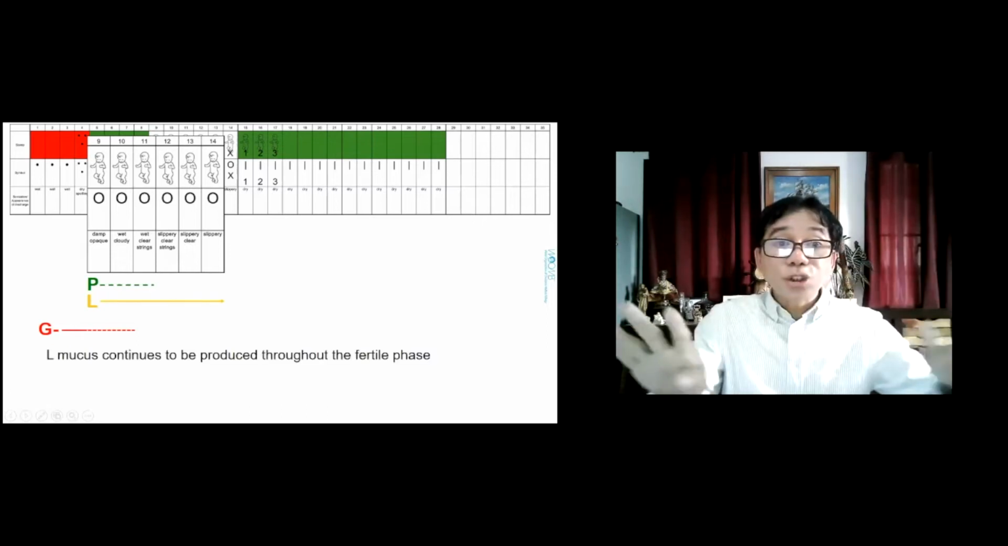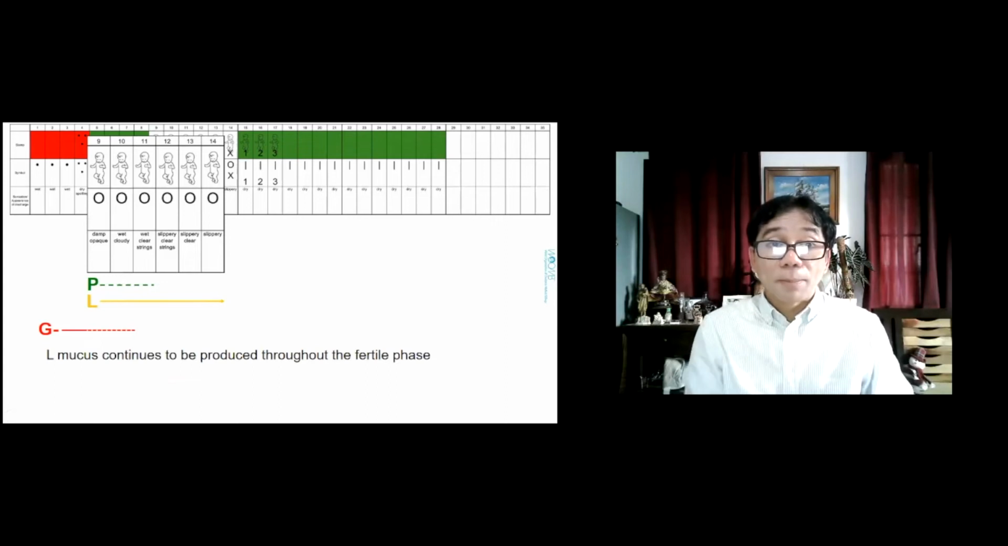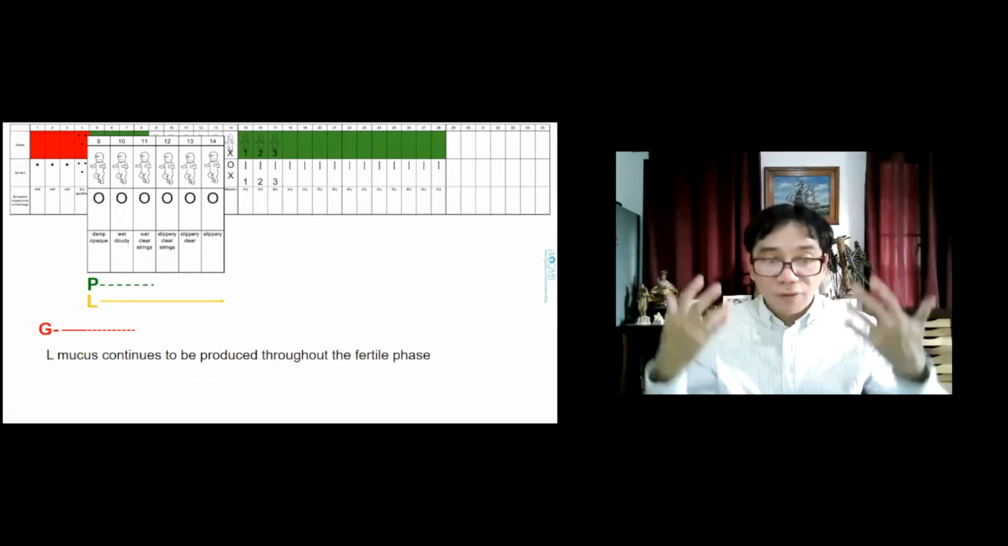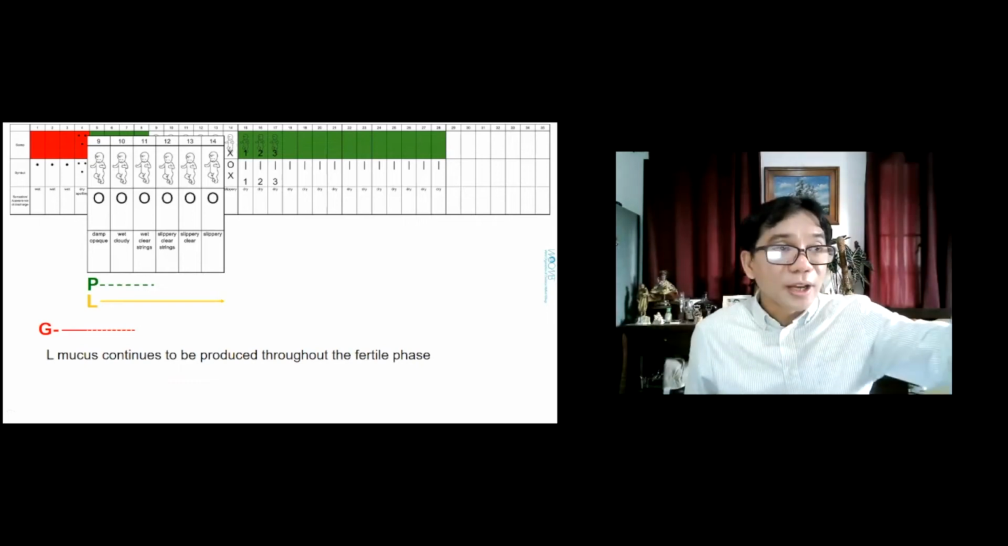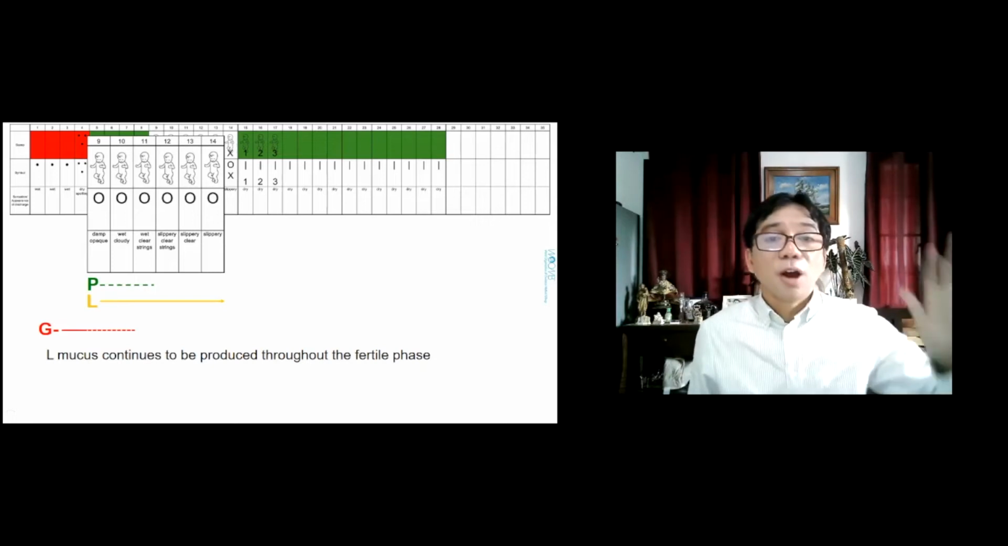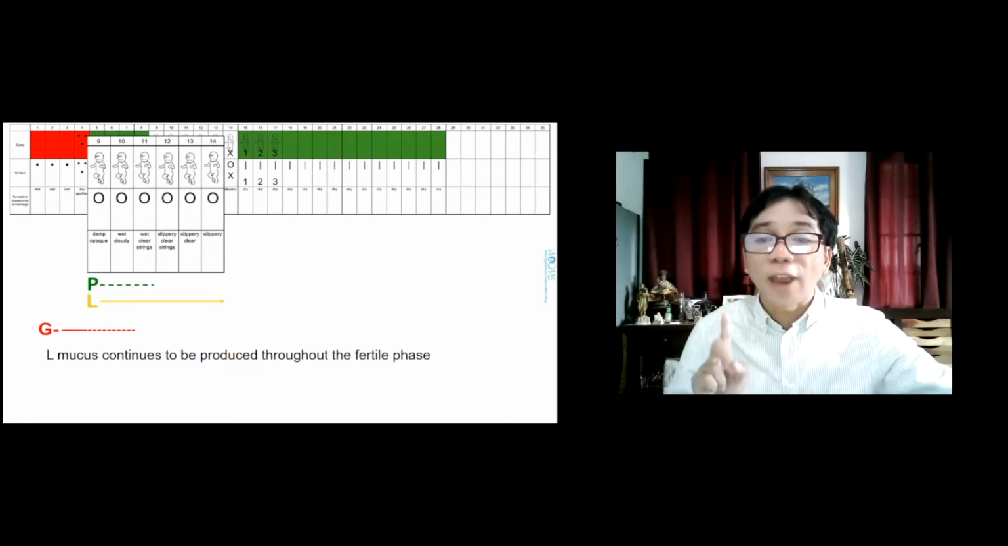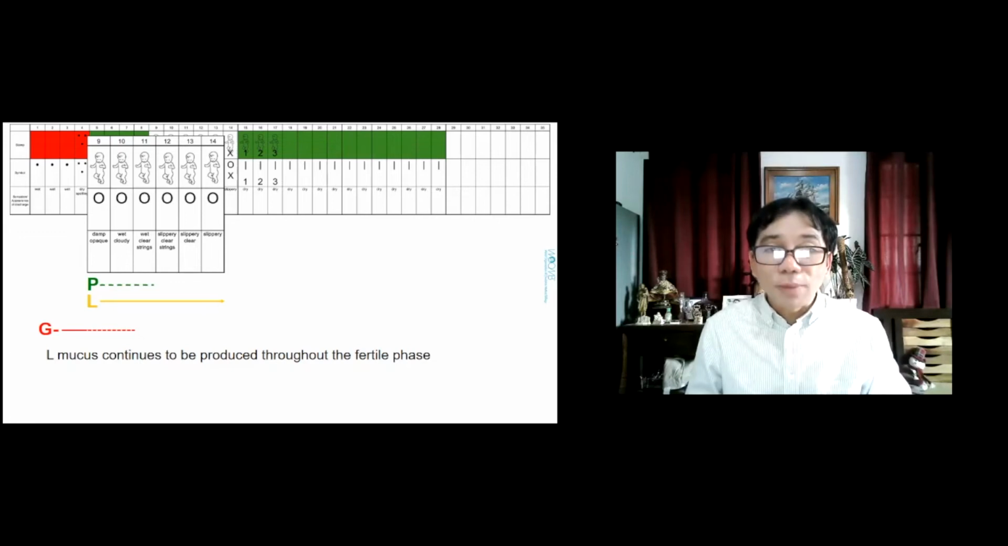And the L mucus will be present. Take note, ha? It will be present on day 9 until day 14. How come the L mucus is always present from the beginning of the mucus until it ends? Because the L mucus is the one that will screen the sperm entering the cervix. The L mucus is the one who is what? Responsible for identifying weak and defective sperm. The screening committee must be available from the beginning of the mucus appearance until it ends.